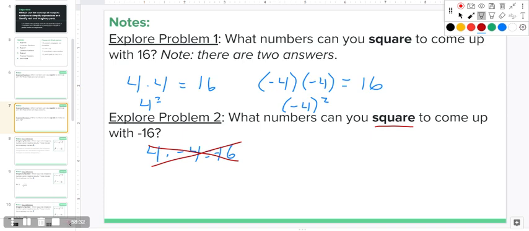If we explore some other options, we could try 0 times 0, but anything times 0 is going to be 0. We can maybe try some decimals to work our way there, but none of it is going to land us at negative 16. Because of these questions, mathematicians developed this concept of imaginary and complex numbers to help us deal with that.